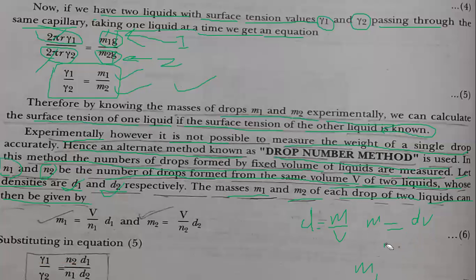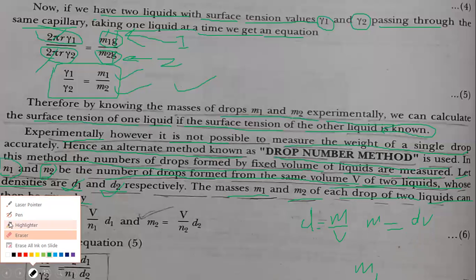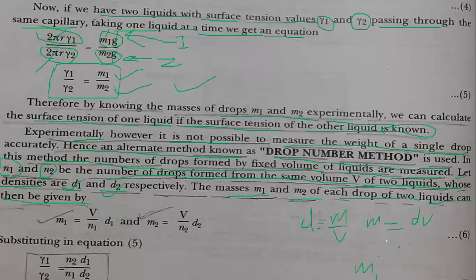Okay. See, M1 is equal to, volume is same, right? So V upon N1 into D1. This is the density of liquid 1, and these are the number of drops formed by liquid number 1. So for the second liquid, M2 is equal to, volume is same now, V upon N2 into D2.